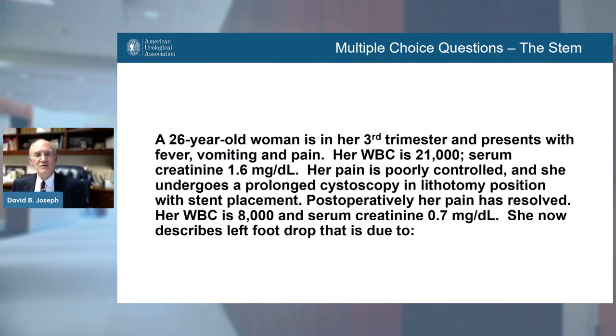A 26-year-old woman is in her third trimester and presents with fever, vomiting, and pain. Her white count is 21,000, serum creatinine 1.6 milligrams per deciliter. Her pain is poorly controlled, and she undergoes a prolonged cystoscopy in lithotomy position with stent placement. Postoperatively, her pain is resolved. Her white count is 8,000, her serum creatinine is 0.7 milligrams per deciliter, and she now describes foot drop that is due to.